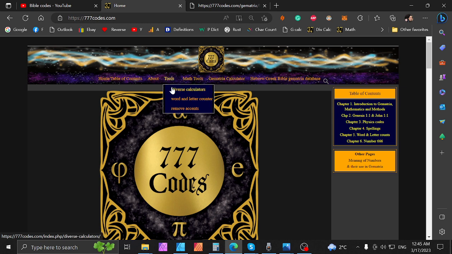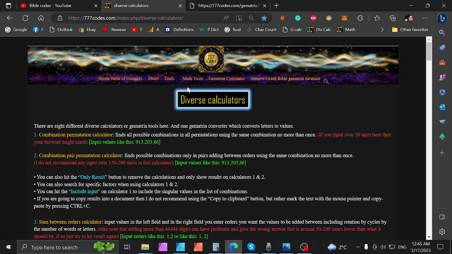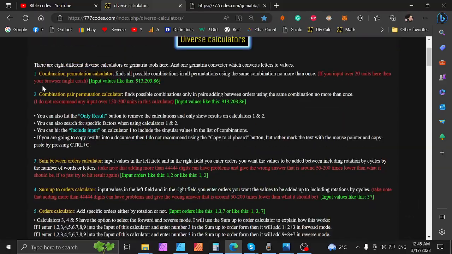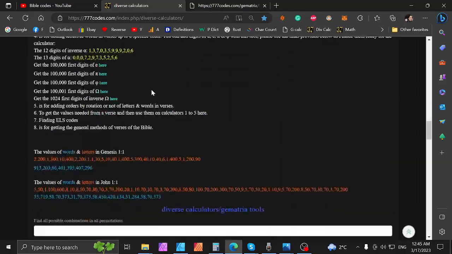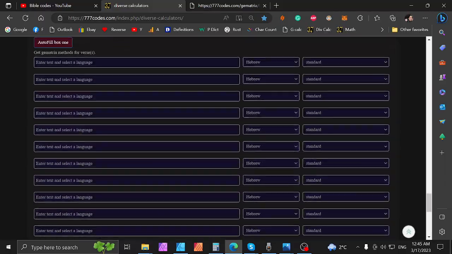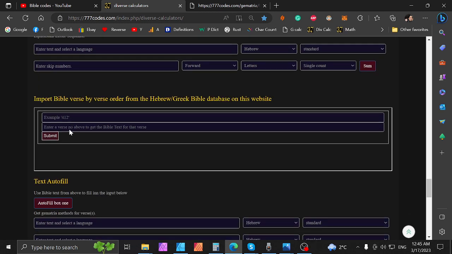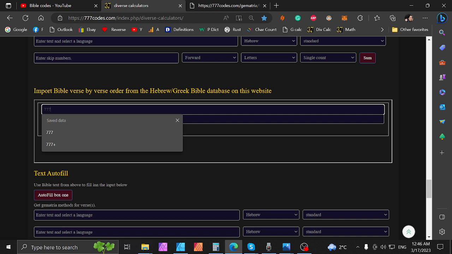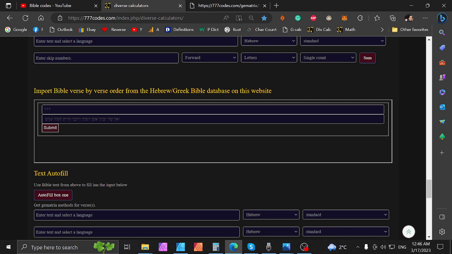Yeah, there are more tools here, and this page is complex, I'm not gonna lie, so you should read everything here. But what I love about this page is that you can import a verse-by-verse order from my Bible database here. So let's say I want verse number 777. I just enter 777, and the verse pops up here.